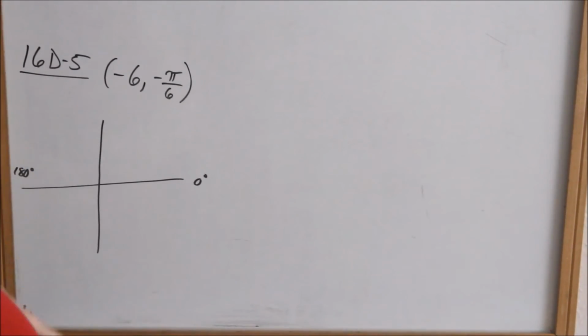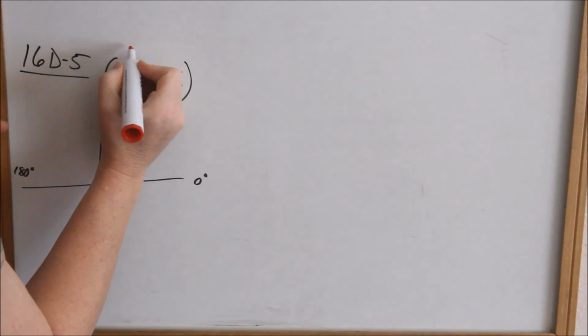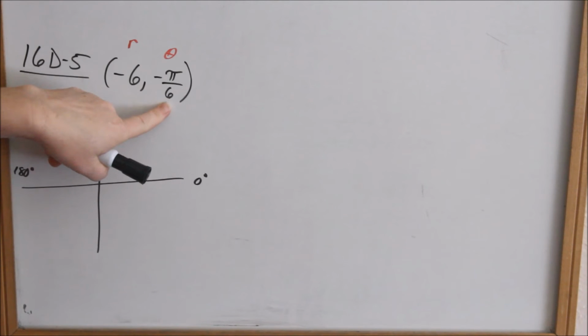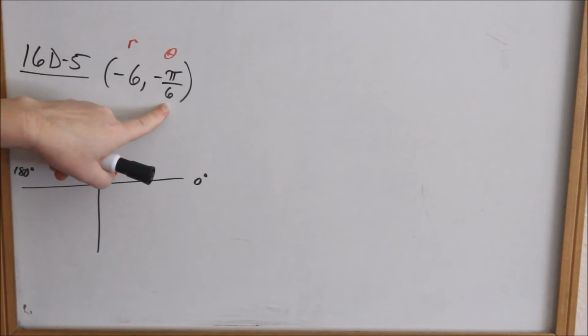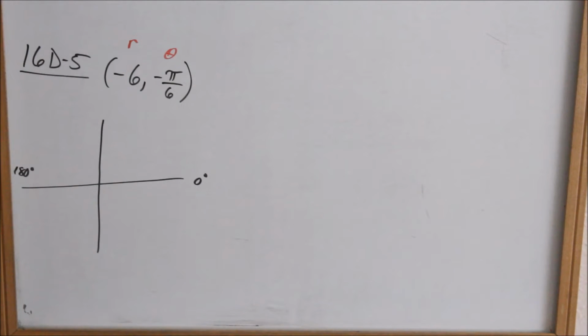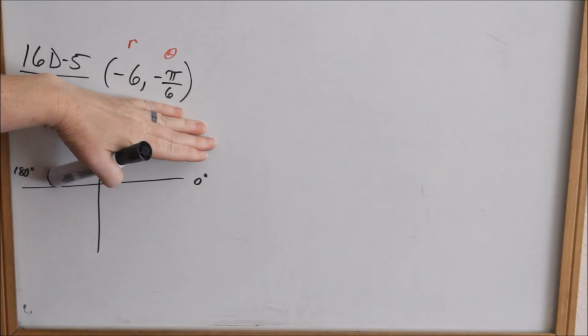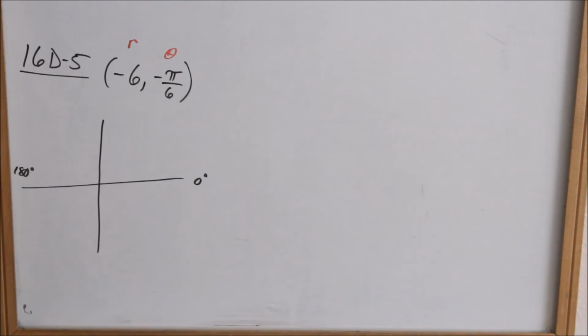Okay, now we're doing 16D5. The instructions for this, well, we're given a coordinate. What format is that put in? This is in the format of r theta. How do I know? Because that's an angle. It's in radian units, and whenever you have an angle here, that's r theta format. The instructions say to put this into rectangular coordinates. So we want to convert this into an x and y coordinate instead of r theta coordinate.